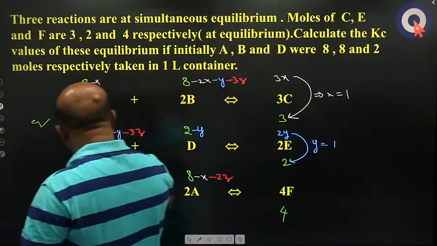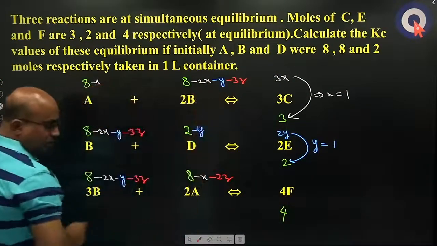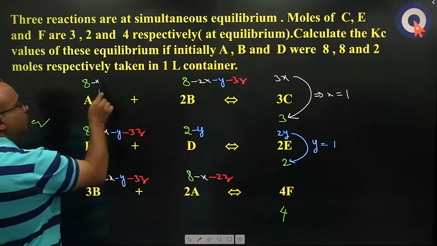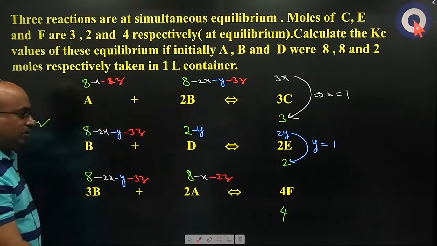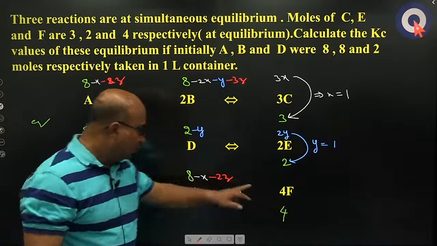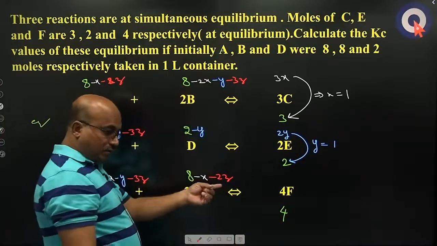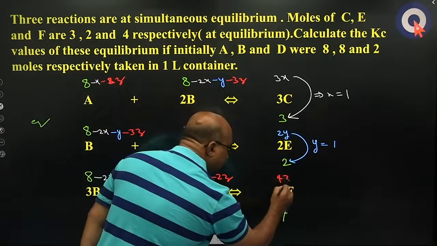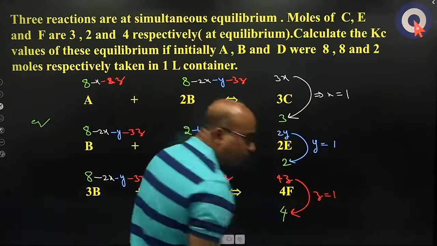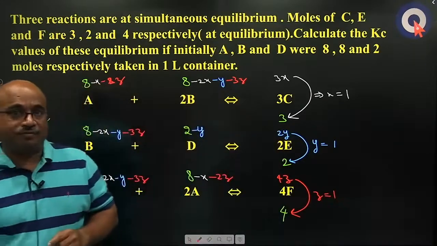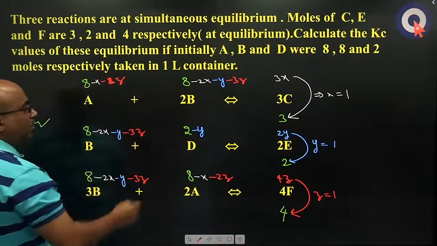So at any situation, B will be 8 minus 2X minus Y minus 3Z. Similarly this is 2Z. So how much of this will you get now? When this is 3 and 2, we will get 4. Means 3Z and 2Z are reacting to give 4Z. Means this is equal to 4, that means Z is again equal to 1. You can use any variables. So what are the X, Y, Z values? We got it. All are 1.